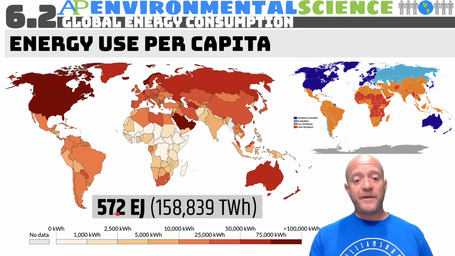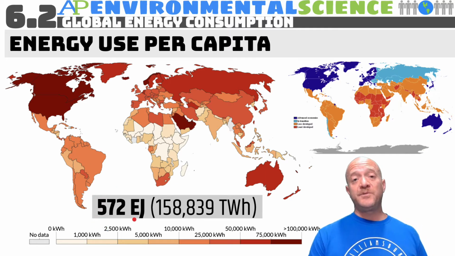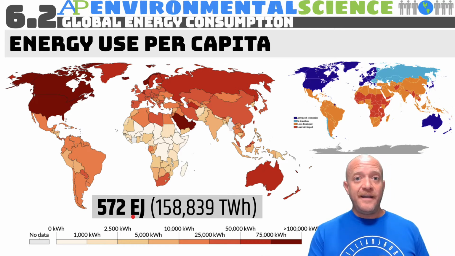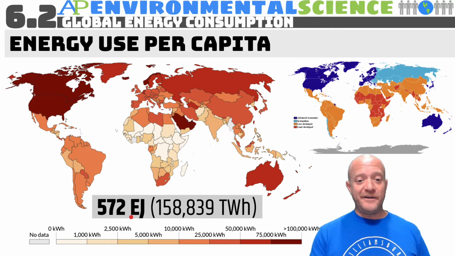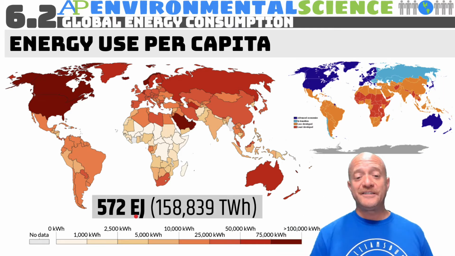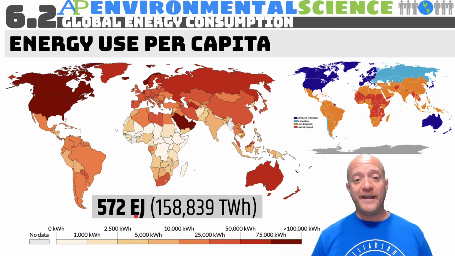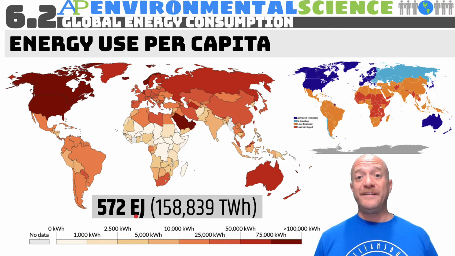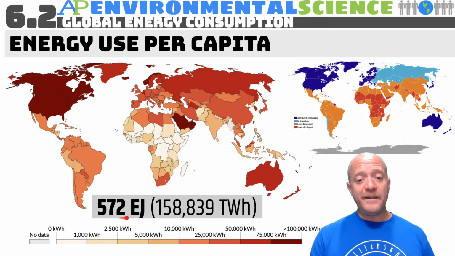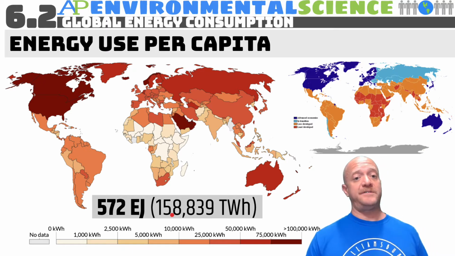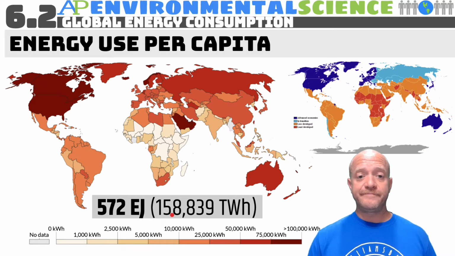Now, this value right here, 572 exajoules, is actually 1 million terajoules, which is 1,000 gigajoules. There are conversions that you can do, and you can look at one of my supporting documents for the relationships between these prefixes. But when you convert exajoules into terawatt hours, it's 158,839 terawatt hours globally.